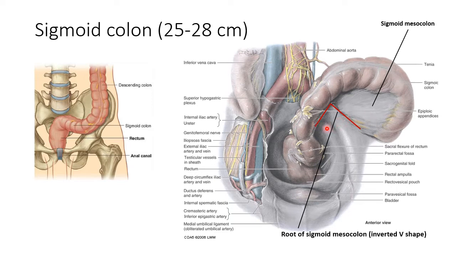So this is a small distance, but the sigmoid colon can be 25 to 28 centimeters, and that's why it will be coiled a little bit like the ileum and jejunum. It will be coiled because the root is much shorter than the length of the sigmoid colon itself.